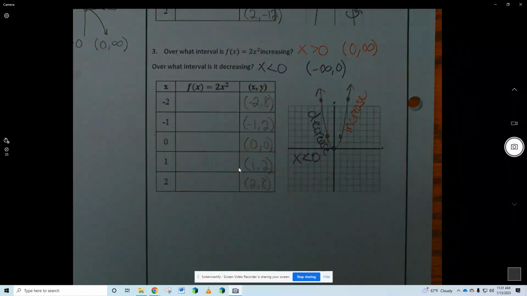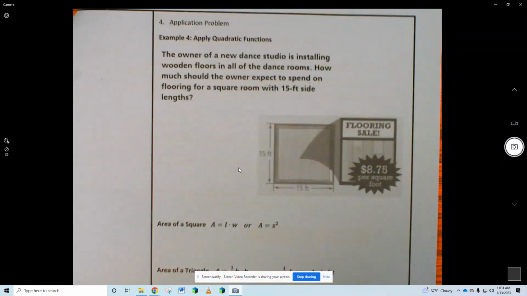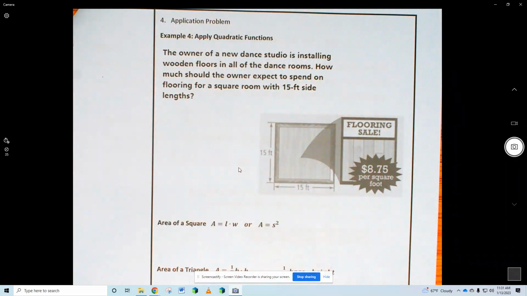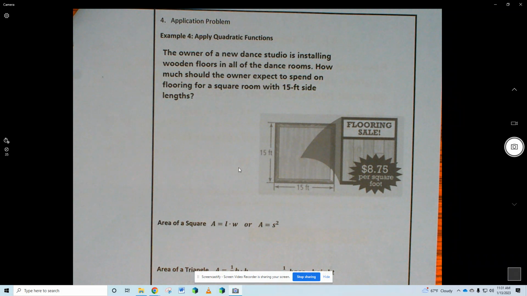All right, now we're going to talk about some real life applications. So someday in your life, this will happen. You will have to put new tile in a bathroom, or put new carpet in a room, or change the wood floor somewhere, whatever it is. And so, can I have a volunteer read example 4? Yeah, Wyatt. The owner of a new dance studio is installing wooden floors in all of the dance rooms. How much should the owner expect to spend on flooring for a square room with 15-foot side lanes?